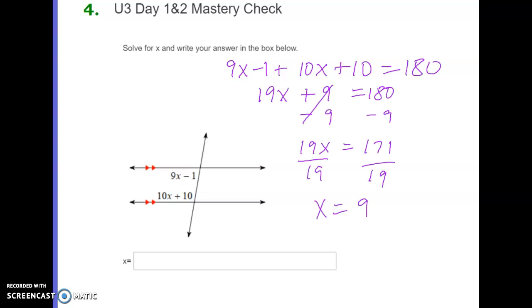So you might want to pause and write this down if you had trouble with this problem. But I solved the equation and I got x equals 9. If you got this wrong, you probably set them equal to each other rather than added them up and set them equal to 180.